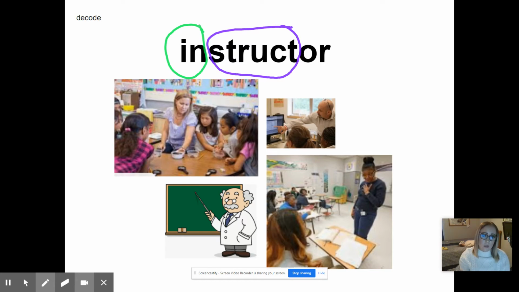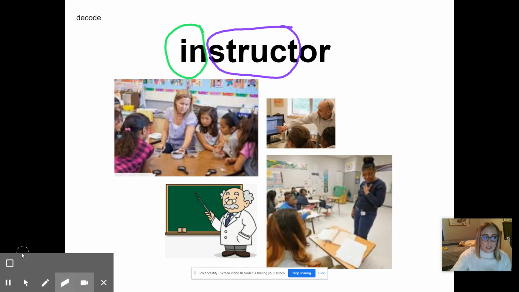Other types of instructors could be like a workout instructor, people who lead workout classes. Maybe somebody's like your art teacher, like an outdoors class, like Boy Scouts and Girl Scouts have instructors. So those are all different kinds of instructors that we have.